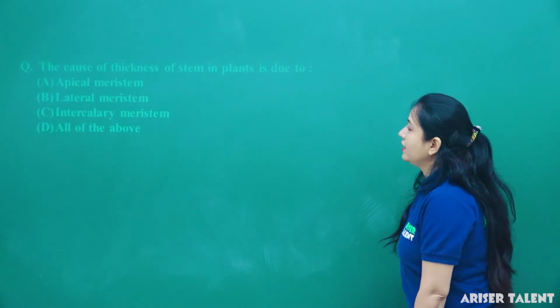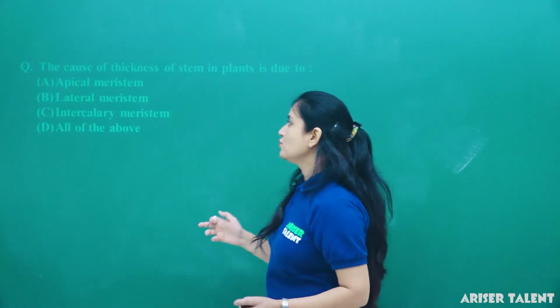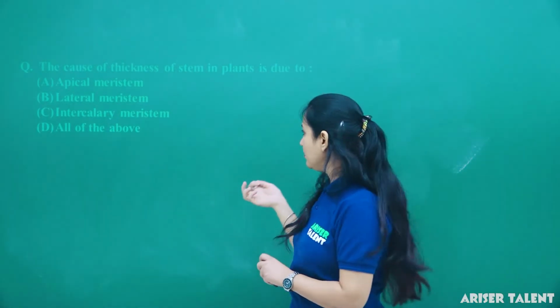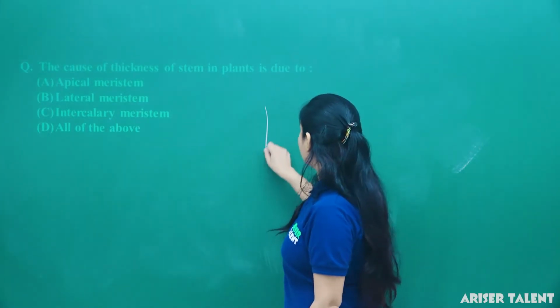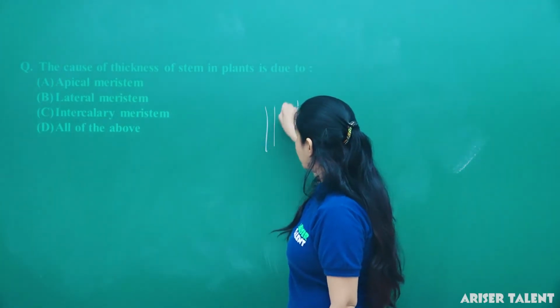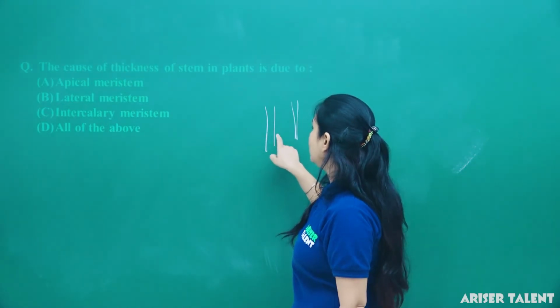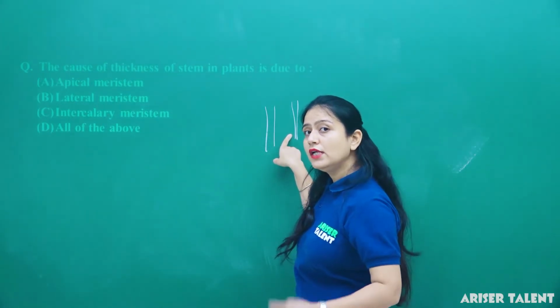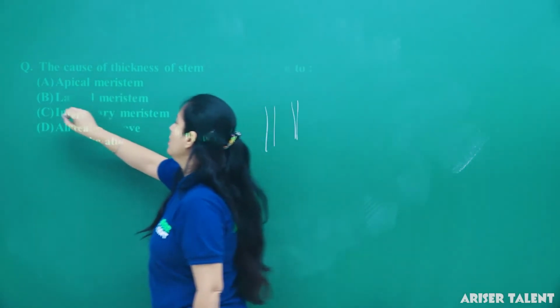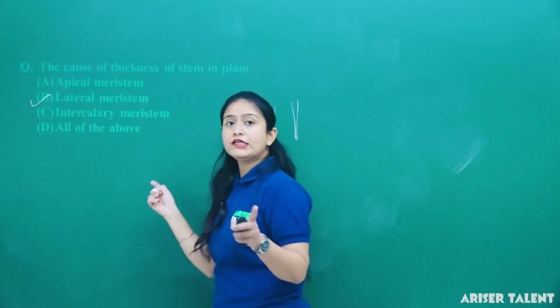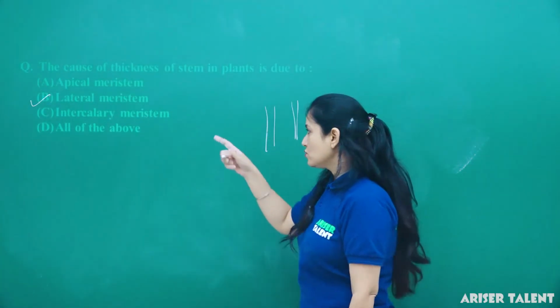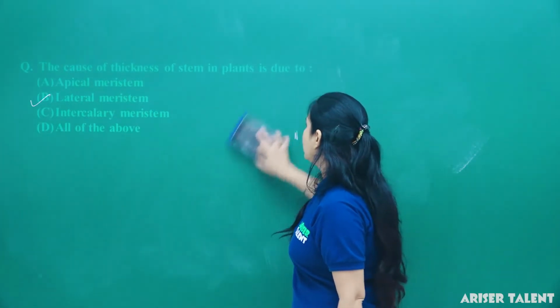The cause of thickness of stem in plants is due to, as I told you a few minutes back, the presence of lateral meristem, because it helps to increase the girth of the stem. So option B is the correct answer.